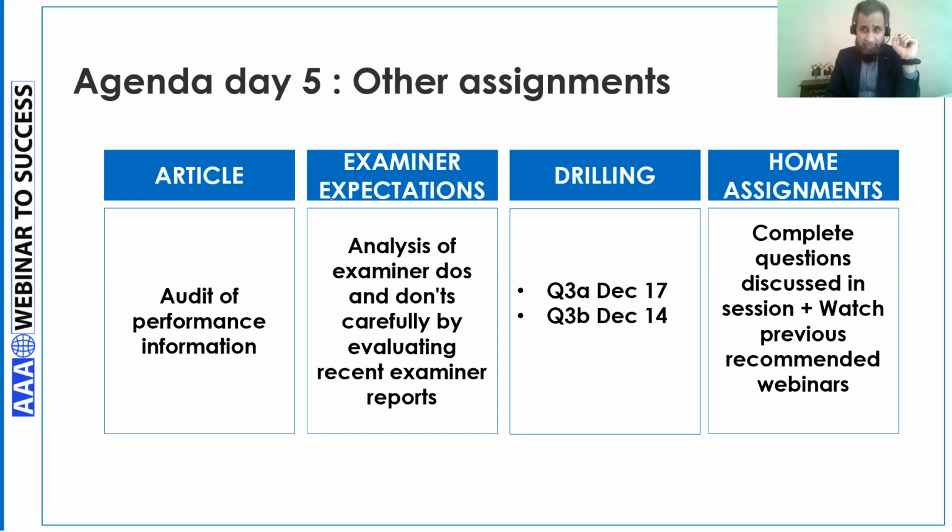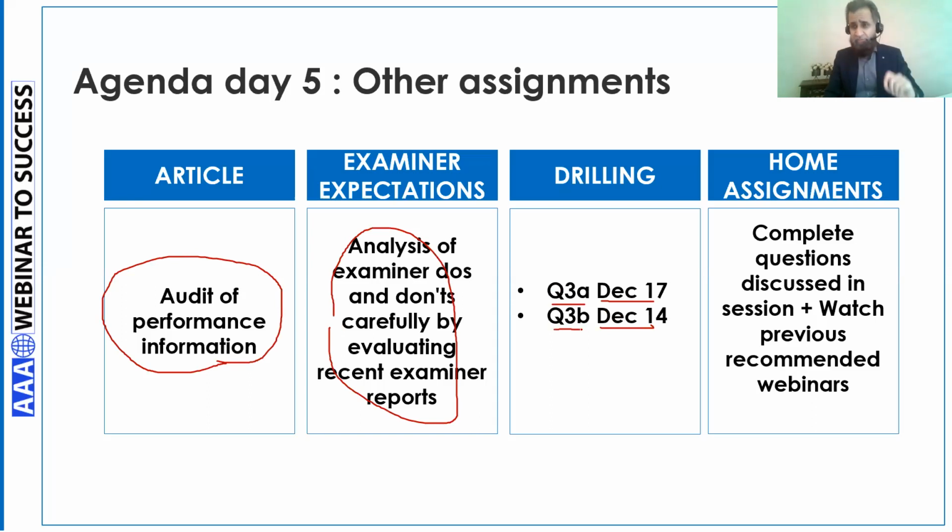For day 5, there is one article, audit of performance information. There is no article on due diligence. So you just need to read one article on audit of performance information, and that would be very good for you. We'll be looking at the examiner do's and don'ts. We'll be looking at 2 exam papers, one from December 17 and one from December 14, question 3A and question 3B. One is for audit of performance information and one is for a due diligence review. I've tried picking the latest questions on these subject matters.